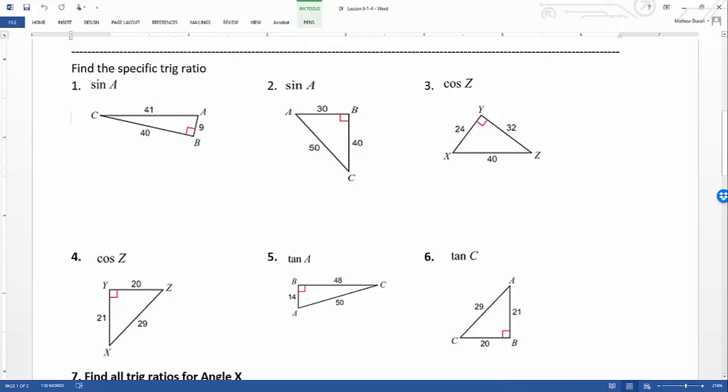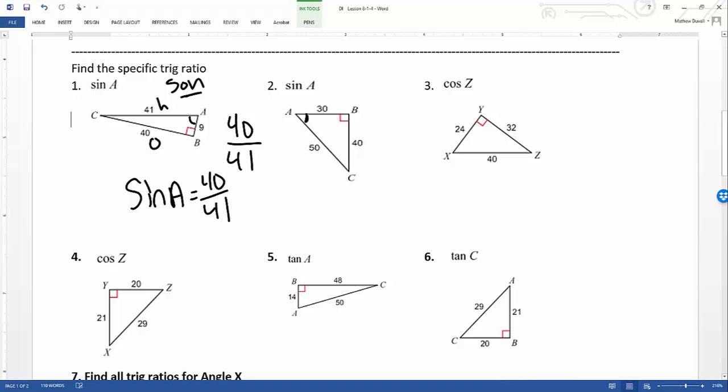All right, it says find the specific trig ratio. So it's asking for sine of A. We're not solving for anything, we're just stating the ratio. So if this is the angle, sine, SOH CAH TOA, it's going to be opposite over hypotenuse. So opposite 40 over hypotenuse, because this is opposite, this is hypotenuse. So the sine of A equals 40 over 41.